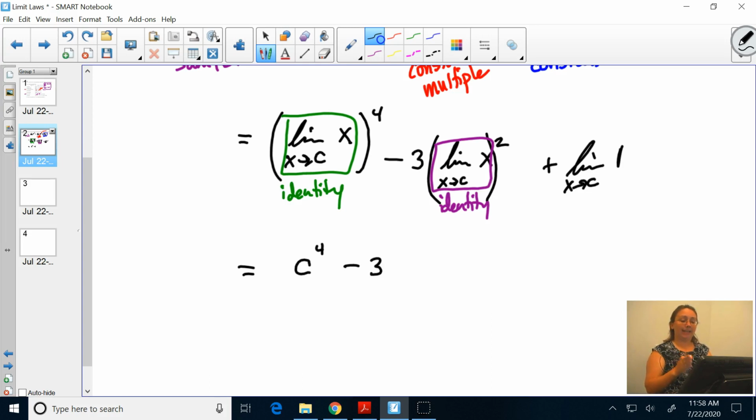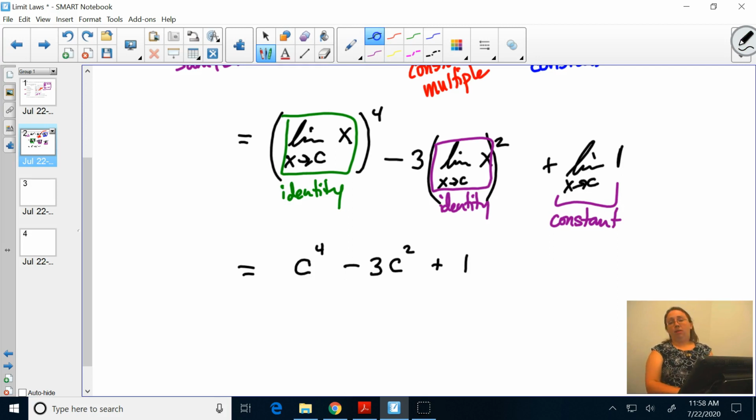So the limit as x approaches c for x, well, let's see. If x goes to c, then x has to go to c. Don't forget your square is on that limit. Plus, what is the limit of a constant? Well, if the function always equals 1, the limit will also equal 1.